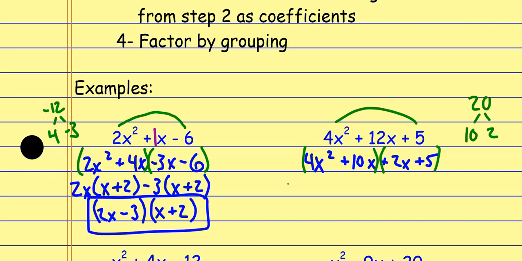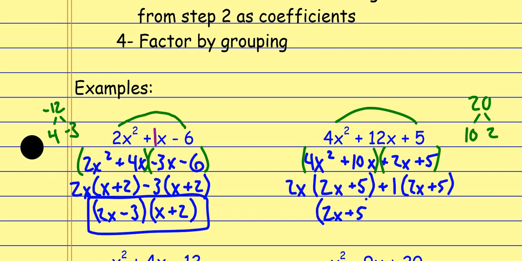Out of the first group, it looks like I can factor out a 2x, which leaves me with a 2x plus 5. Out of the second group, it looks like I can't factor anything out, but remember, factor by grouping, you have to factor something out. So here, the only thing I can factor out is a 1, so that's what I do. And now I've got the 2x plus 5 and the 2x plus 1. And again, it doesn't matter what order you write these in. This time I'll write the 2x plus 5 first, because I can. But again, that's personal preference in terms of which order you write these in, okay?